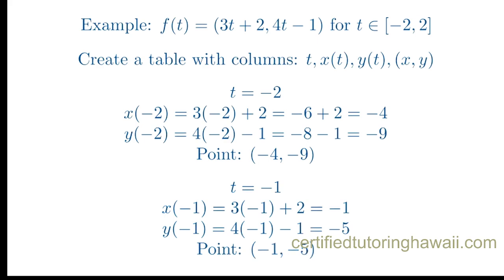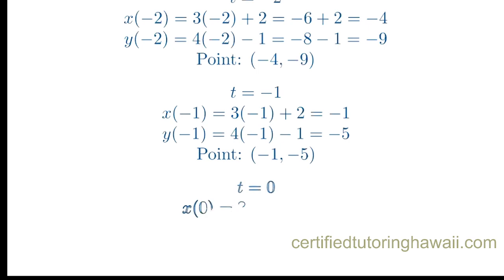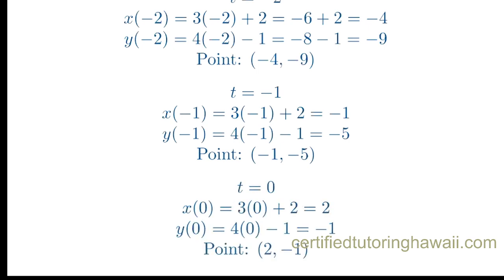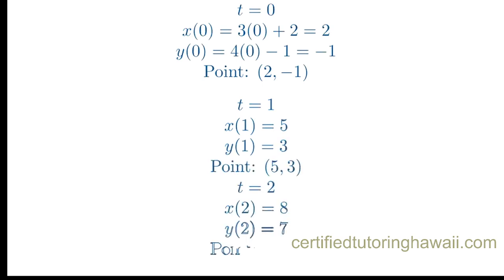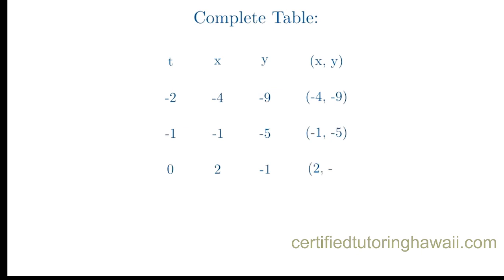Next, for t equals 0, we have x of 0 is 2, and y of 0 is -1, so our point is (2, -1). Continuing the pattern, for t equals 1, the point is (5, 3), and finally, for t equals 2, the point is (8, 7). Let's complete our table with t equals 1 and t equals 2. And there you have it, our complete table of values. We've successfully used the parametric equations to generate corresponding x and y coordinates for each value of t. This table is a set of points that lie on the graph of our function.